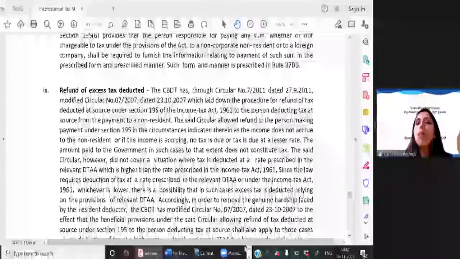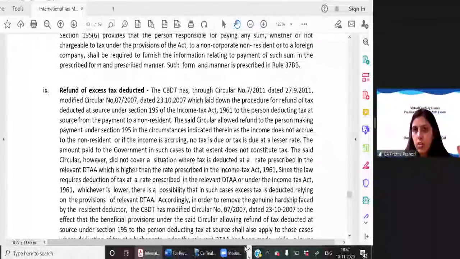But the shares should have been purchased in convertible foreign exchange. No chapter 6A deduction, no any other deduction. You need to file ROI. You need not file ROI if the taxes have been duly deducted. This provision is only for non-resident Indians.